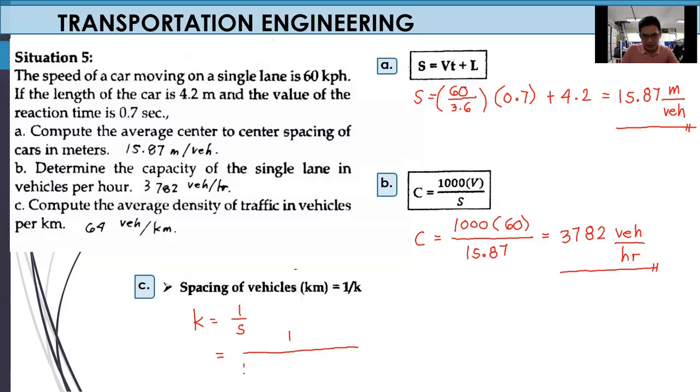S natin is 15.87, lagyan natin ng unit, meter per vehicle. But we need an answer which is per kilometer. So gagawin natin, multiply natin to ng 1 kilometer per 1,000 meters. So therefore, it's equivalent to, calculate mo yan using your calculator, that is 64 vehicles per kilometer.